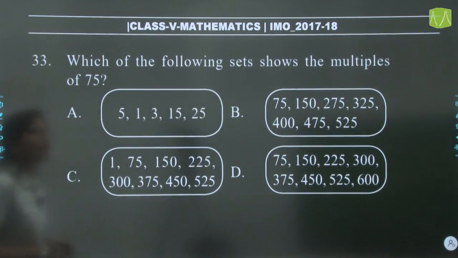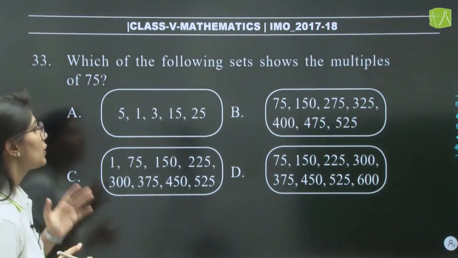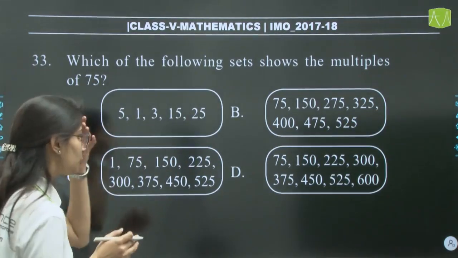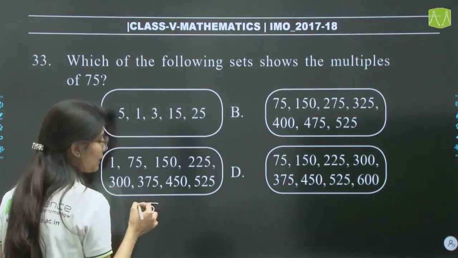Which of the following sets shows the multiples of 75? तो इनमें से कौन सा सेट ऐसा है ऑप्शंस का जिनमें हमें 75 के मल्टीपल्स मिल रहे हैं? We know that the multiples of 75 will be 75 multiplied by 1, 75 multiplied by 2.